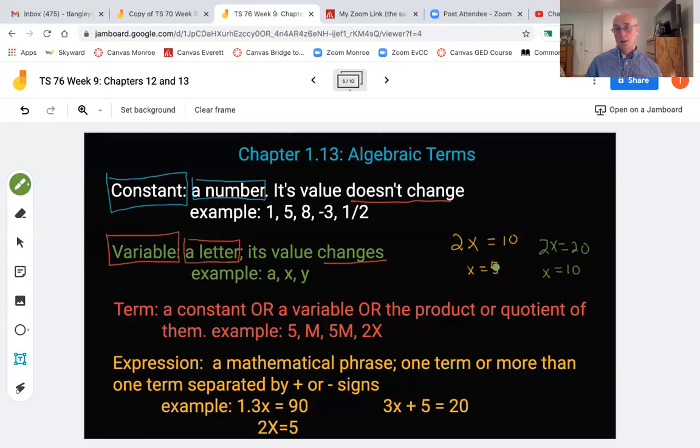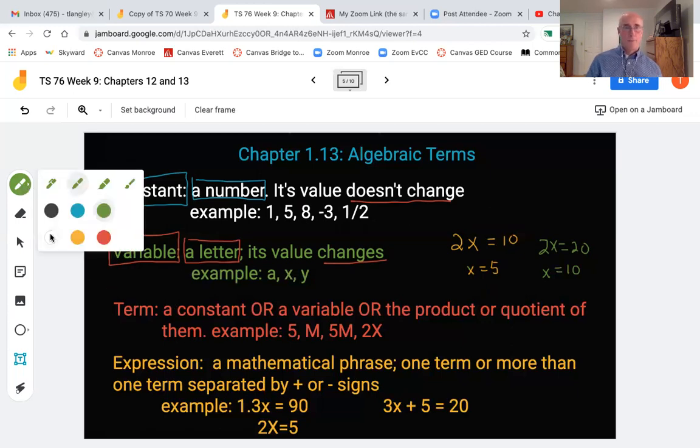It changes because it depends on what this equal sign is. In this case, it's 10. This case, I'm sorry, it was 20. In this case, it was 10. All right, back to our terms. Sorry, little side note there, okay?